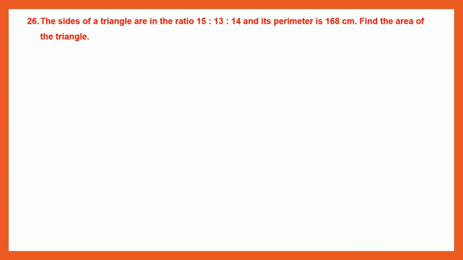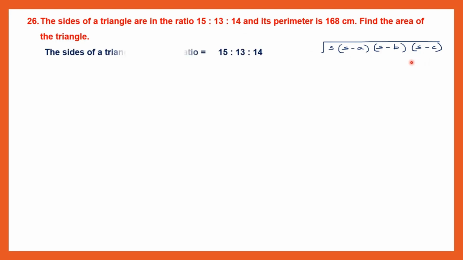And what is the formula? The formula to find the area of a scalene triangle is the square root of S, which is semi-perimeter, into S minus A, that is one side, into S minus B, which is the other side, and S minus C, which is the third side. So to find the area, we need to know the semi-perimeter and the sides. We don't know the semi-perimeter, that means we need to find it with the help of the perimeter. So we need to first find the semi-perimeter and then the sides, the ratios given. So we can use the ratio as the sides.